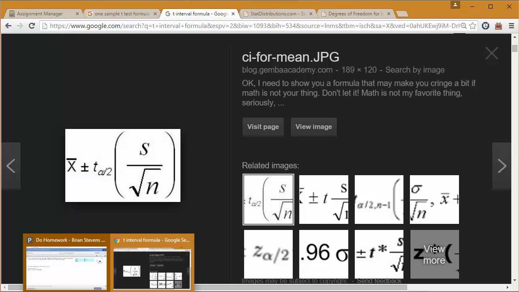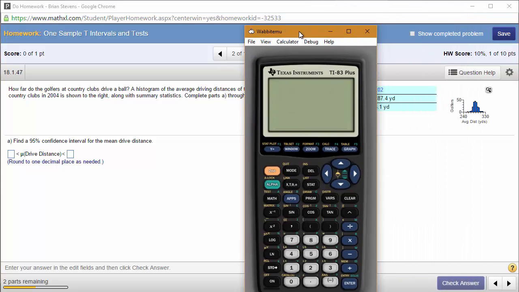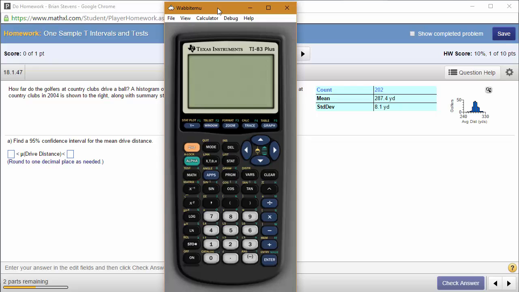So let's go ahead and start calculating. Bring up our calculator, put it towards the middle of the screen this time. We need to calculate first the margin of error, which was s over square root of n times t. So s over square root of n, 8.1 divided by square root of n. I have to turn the calculator back on. So this is s over square root of n, and then you take this and times it by your t-statistic. There we go. So that is the margin of error.